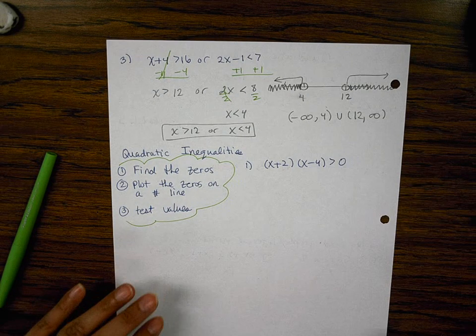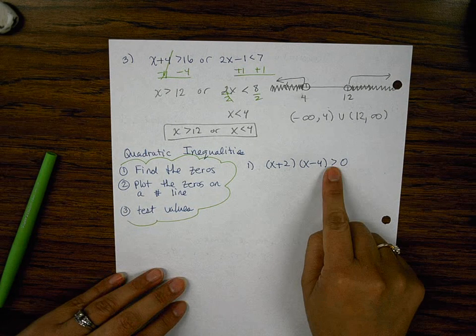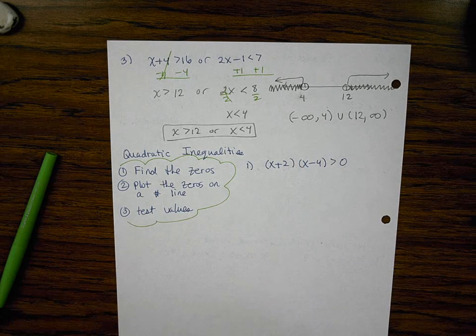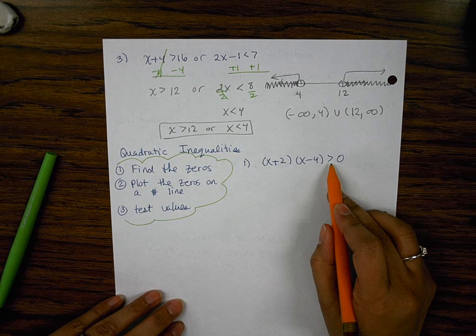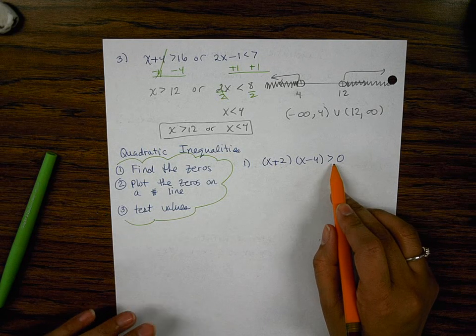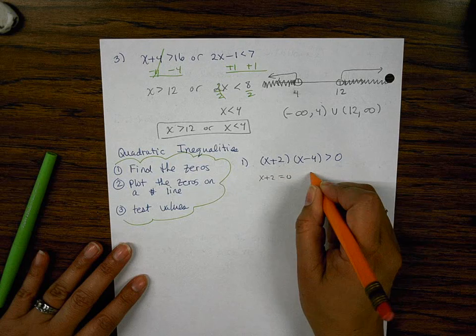All right, number 1, x plus 2, parentheses, x minus 4, close parentheses, is greater than 0. All right, so these are inequalities, but if I were to distribute this out, double distribution, I'd end up with an x squared, a quadratic type polynomial. So let's go ahead and do the steps.